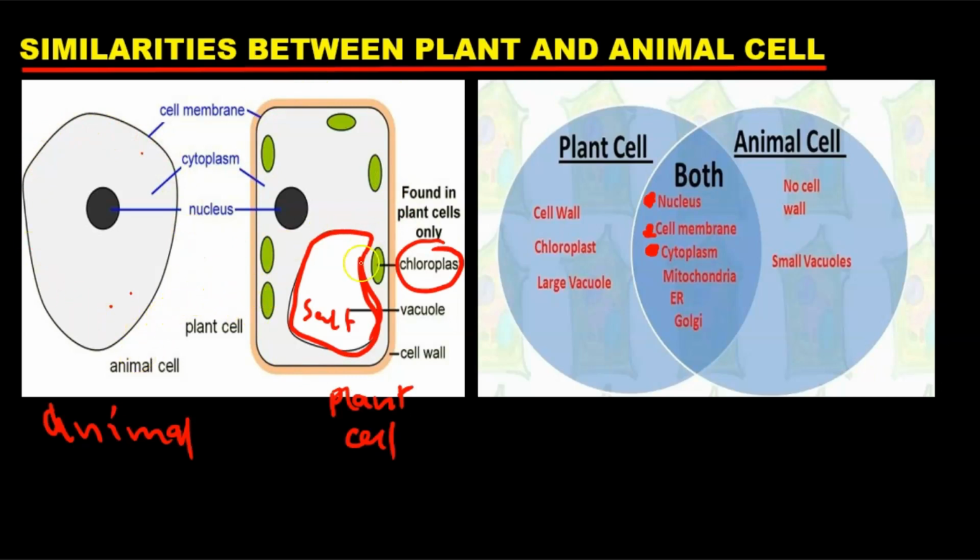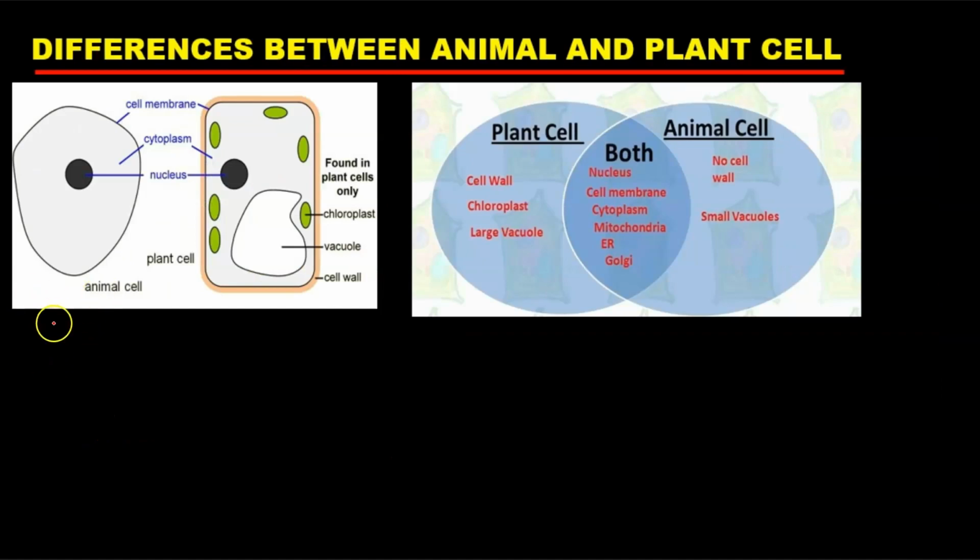Okay? So these are some of the similarities that are there. So these that we've looked at so far. They both have the nucleus, they both have the cell membrane, they both have the mitochondria, as we are going to see when we look at the detailed one. They both have the ER, endoplasmic reticulum, they both have the Golgi bodies, okay? Can we now look at the differences?